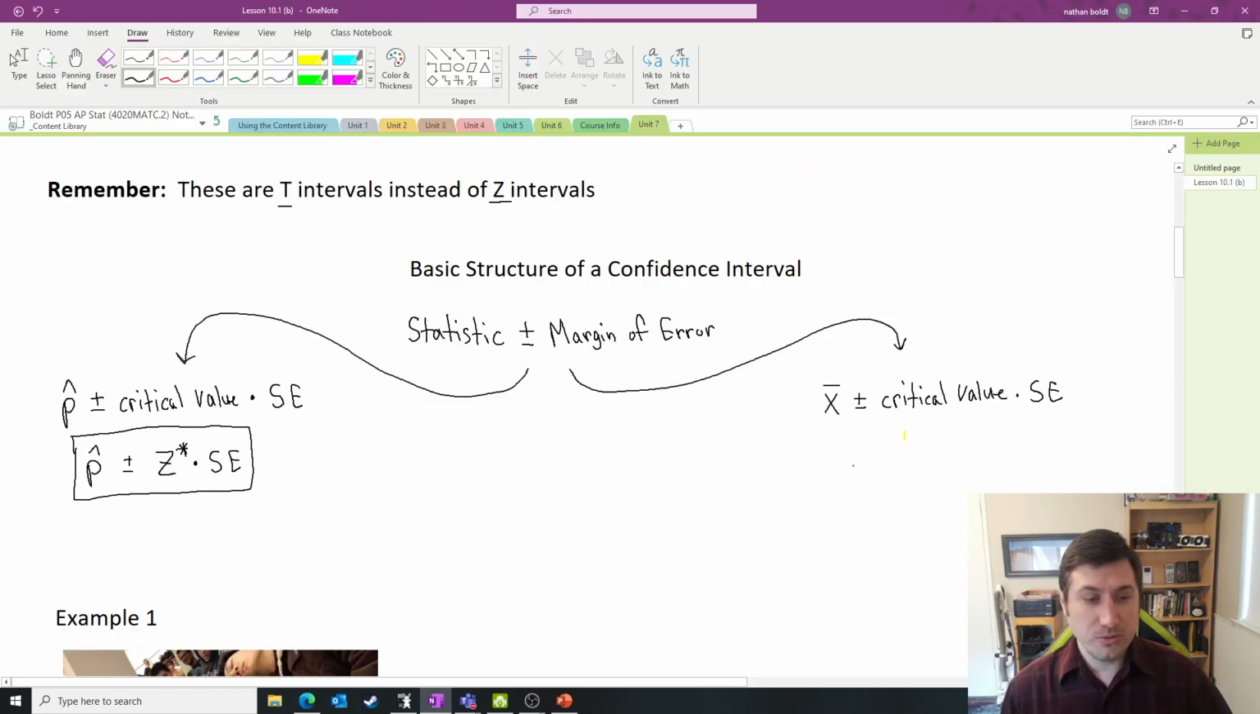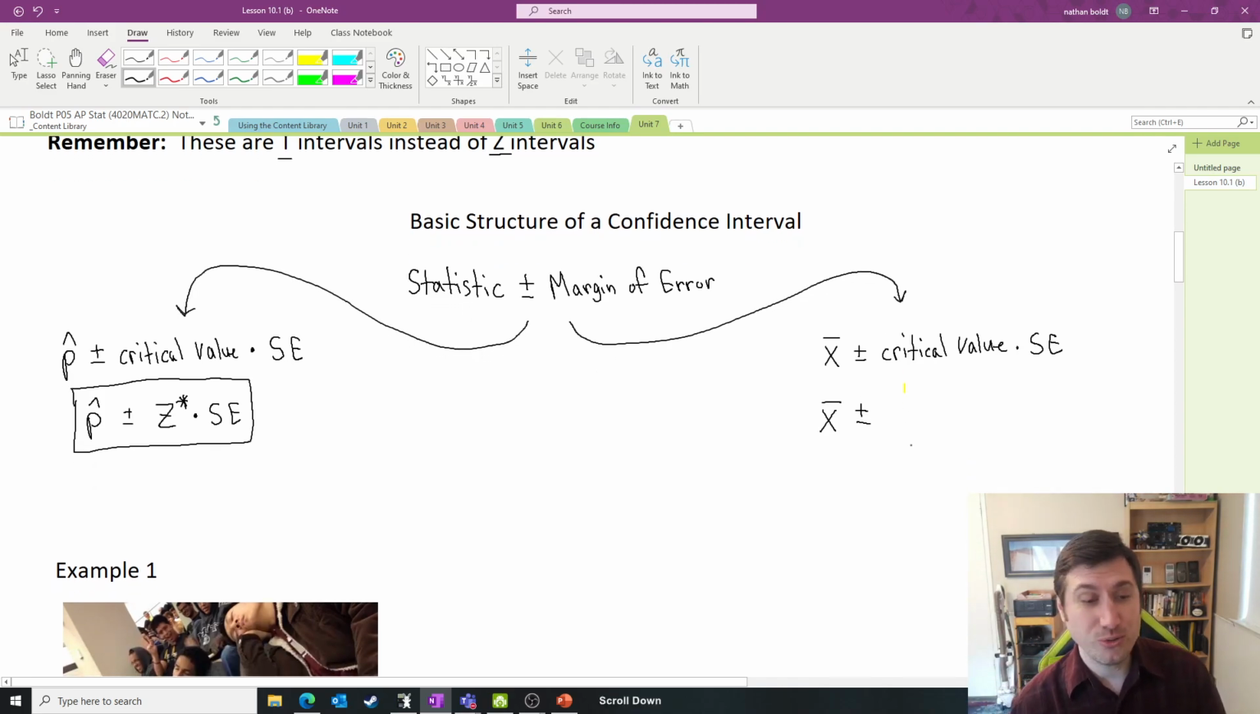And so to do this full confidence interval, it'll be x bar plus or minus. Now here's what the video was talking about. Hopefully you saw that. Our critical value is no longer z star. Z star didn't quite work. It is t star times the standard error. And so the video was about how to find t star, etc.